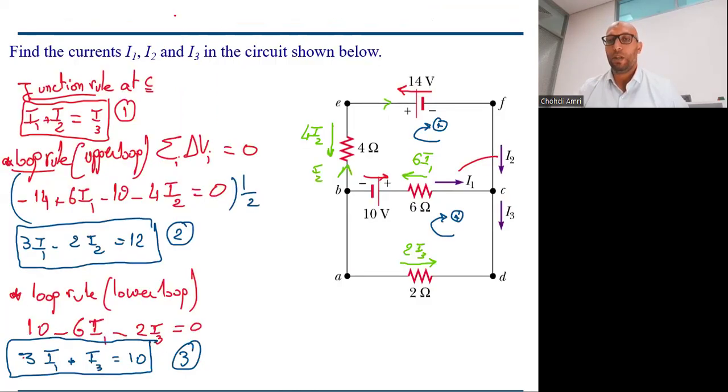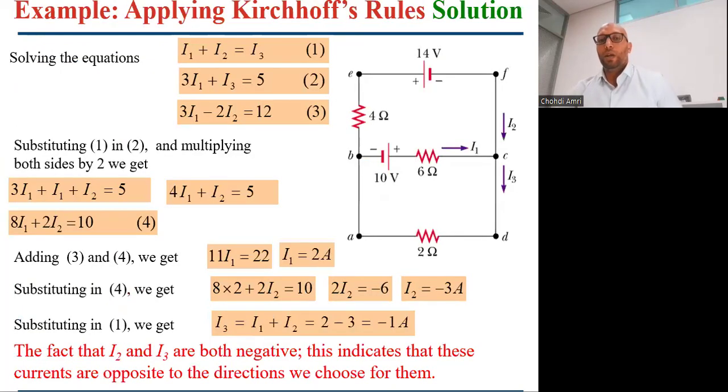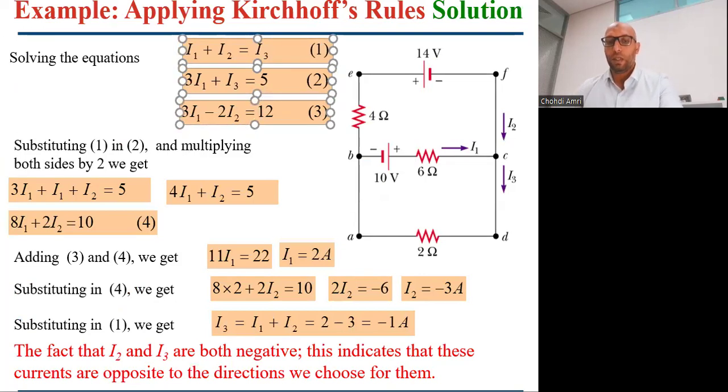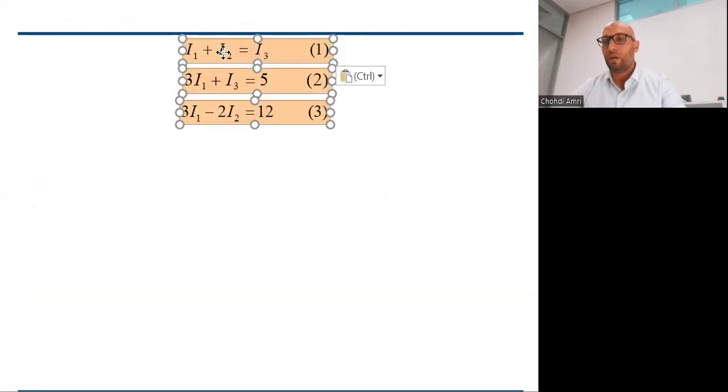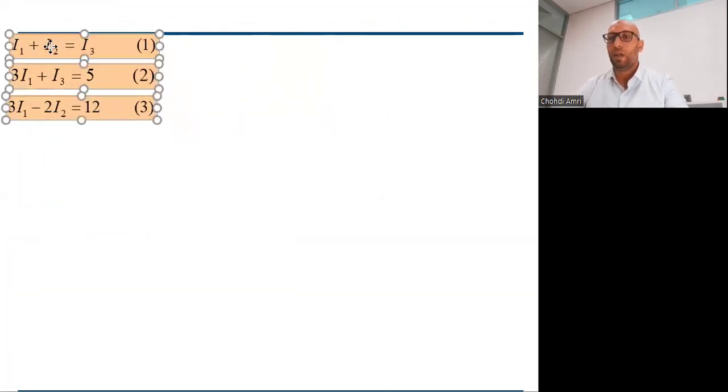We forgot to simplify here 10 by 2. So it's 5. So the 3 equations will be the following. Now we just want to play with these equations to solve the unknowns. Okay, how to solve the unknowns here?